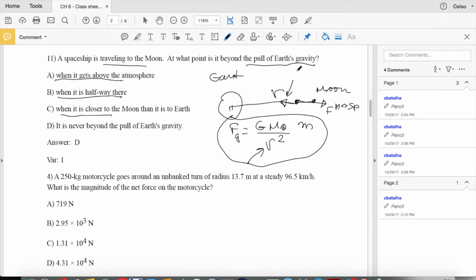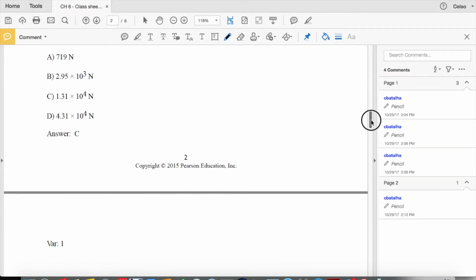And this arrow attempts to represent the gravity force Earth exerts on the spaceship. Okay, so C wouldn't be right. It is never beyond the pole. Yeah, I would say this is the best option. Although, I mean, if it goes too far away, the gravity is not going to be important.